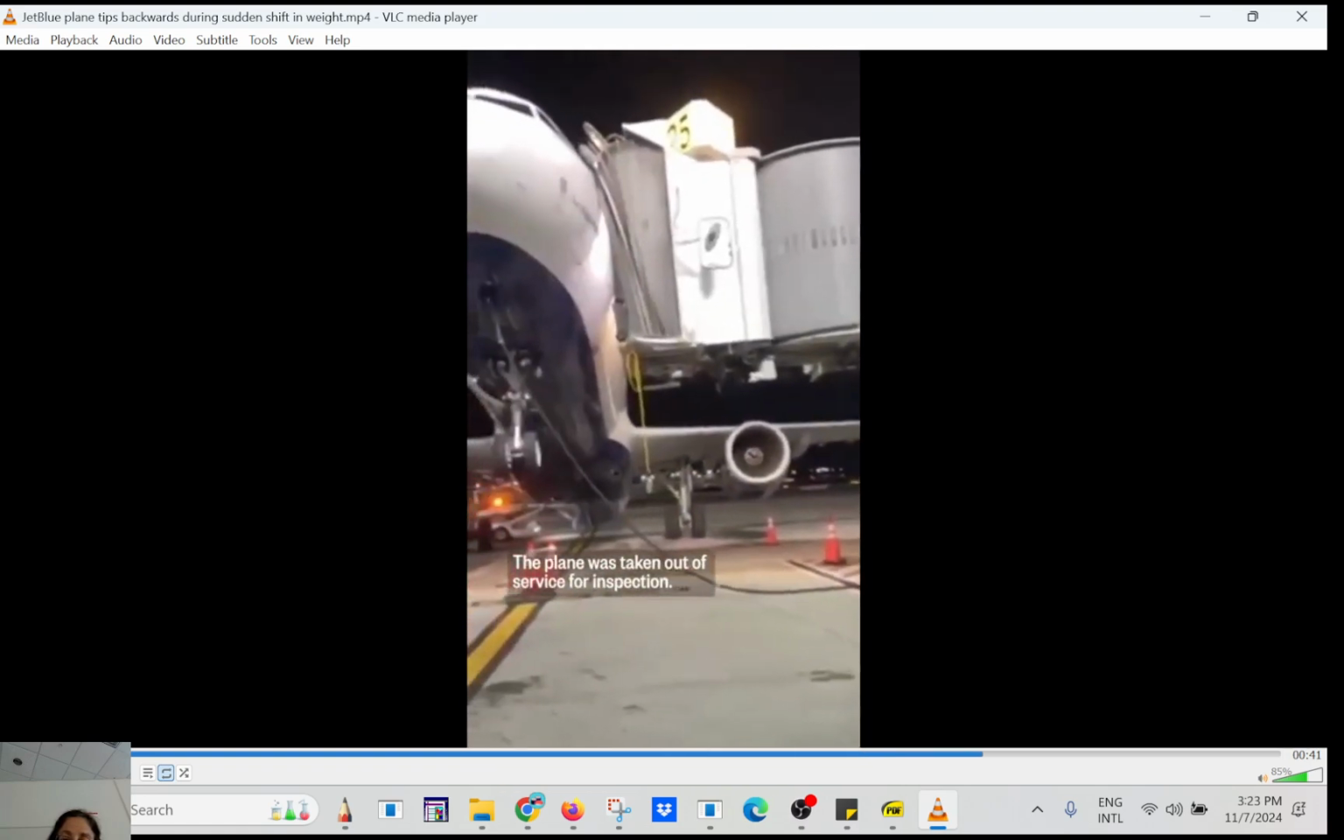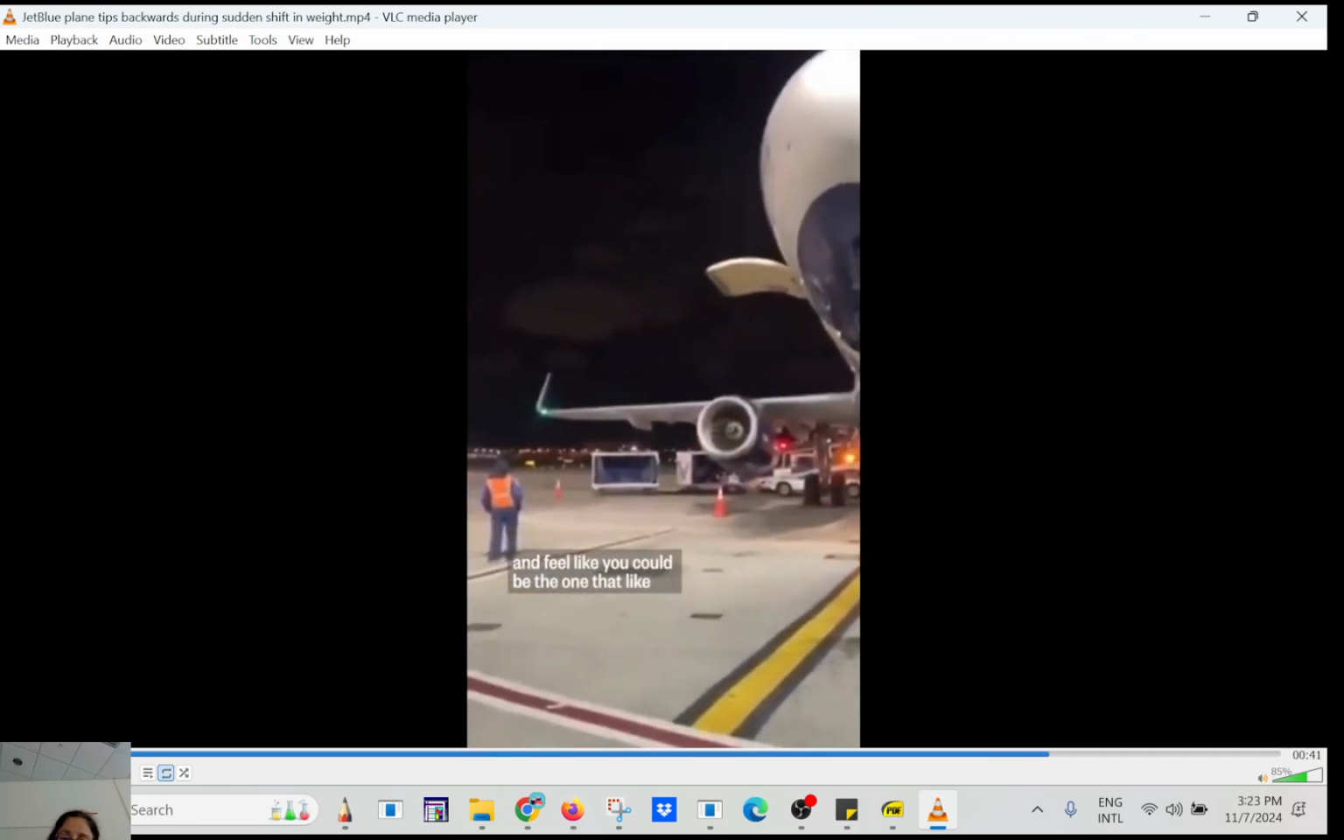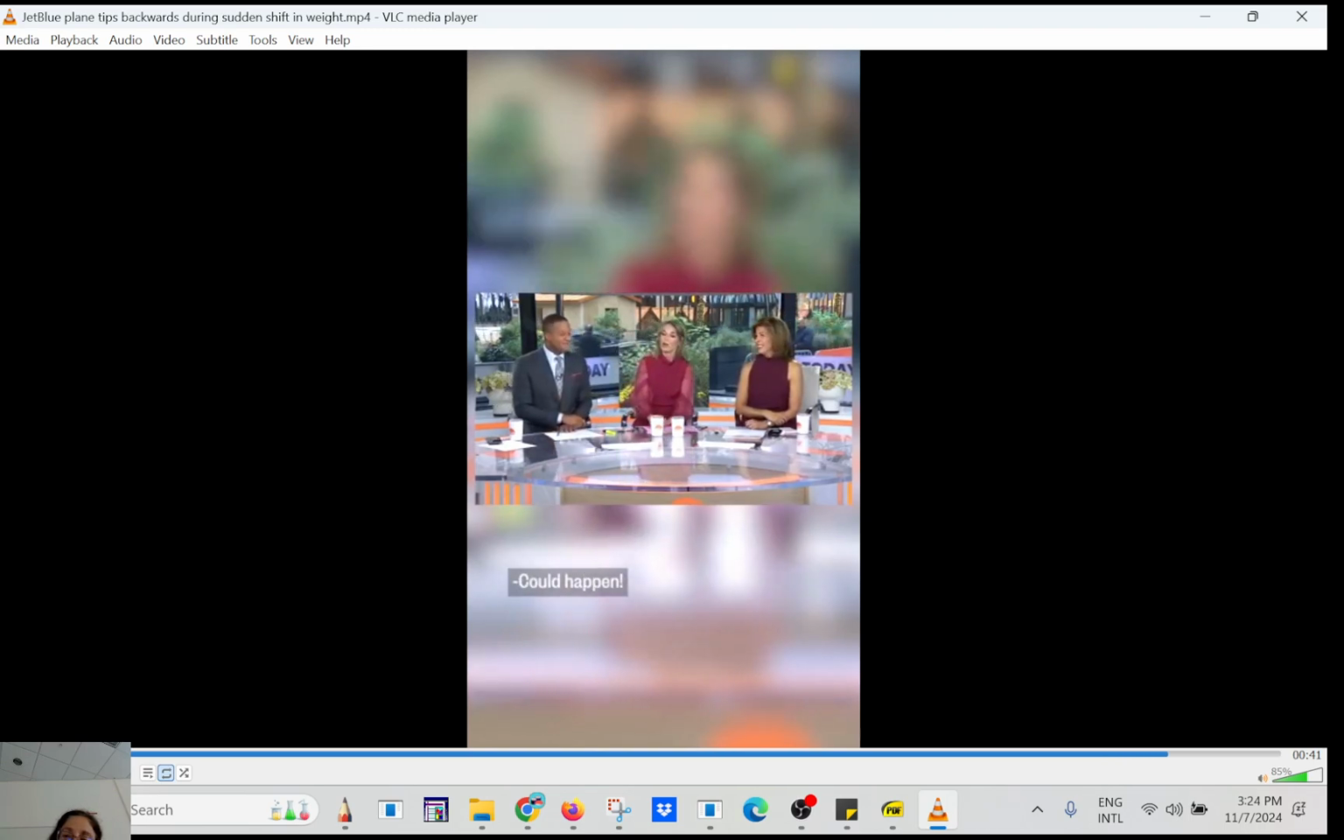Imagine you trying to work out. Inspection. The plane was stopped. They'll go back for the team. Feel like you could be the one that weighed down the back of the plane. Yeah. That happening in the air. Do you think it can happen in the air?